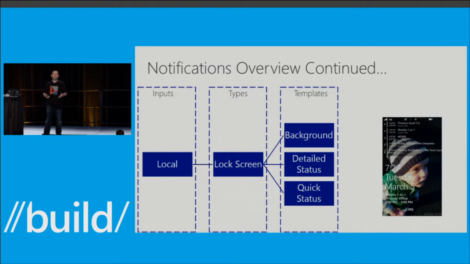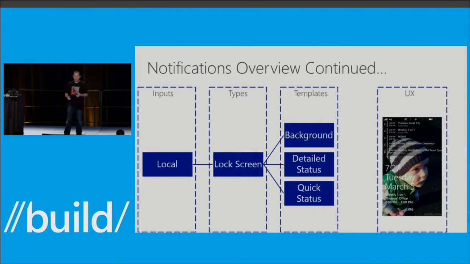And then the templates for the lock screen break down 3 ways. There's the background, which is that image that you can put on the lock screen, and really you can do more than just put an image. You can kind of composite something yourself that has an image and an overlay and then put that on the lock screen. And then there's 2 types of status, detailed and quick status, and those are the ones that you see at the bottom of that image on the right. That's the detailed status, which is actually showing my calendar right there, and then the quick status would be like an icon with a count. And I'll show you how to make those happen as well.